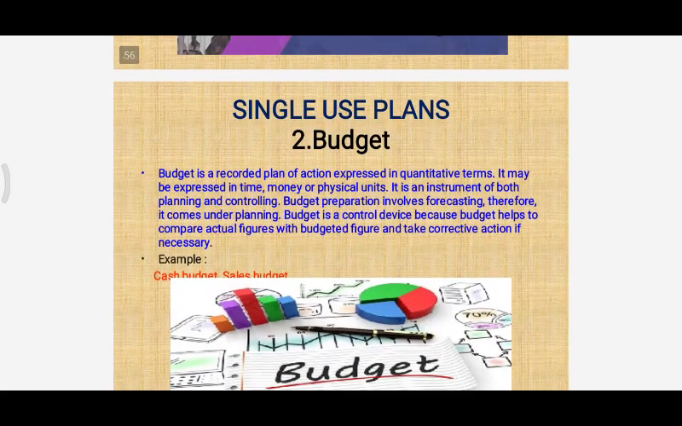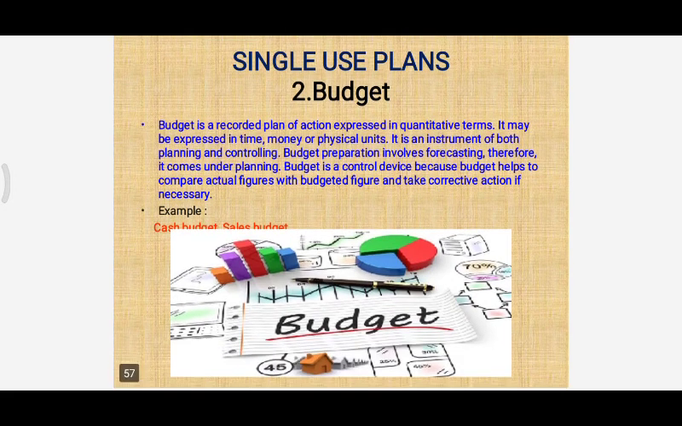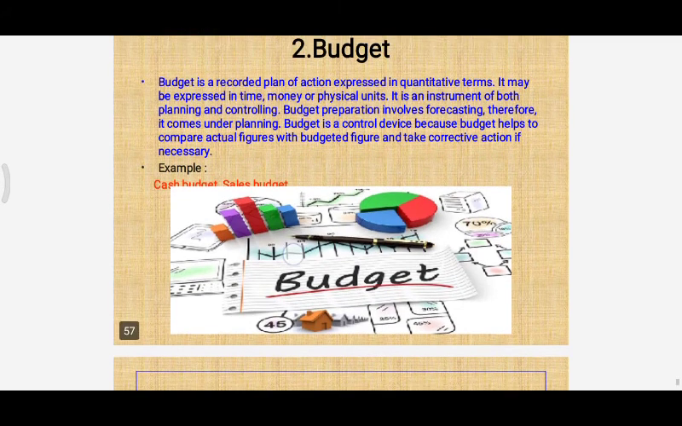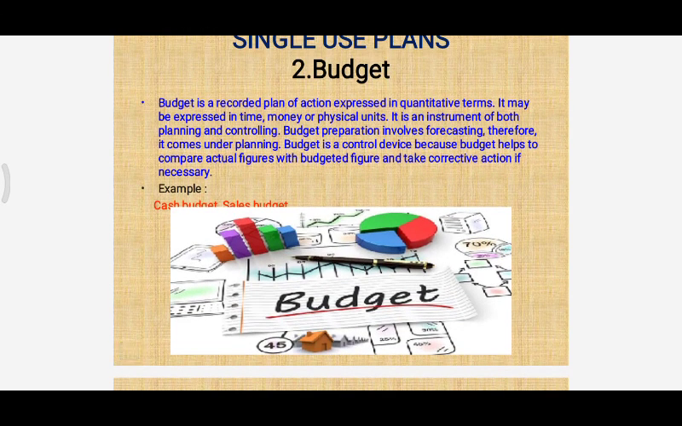Last type of plan is budget, which is also a single use plan. We always have to make a new budget every year. So let's understand what is a budget. A budget is a recorded plan of action expressed in quantitative terms. In budget we try to prepare the expected results statement which is expressed in numerical terms.